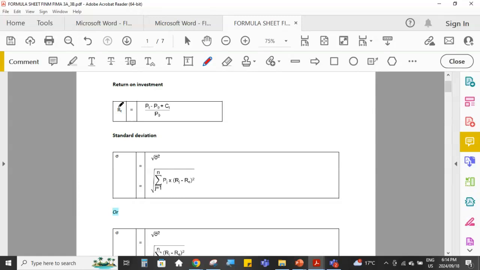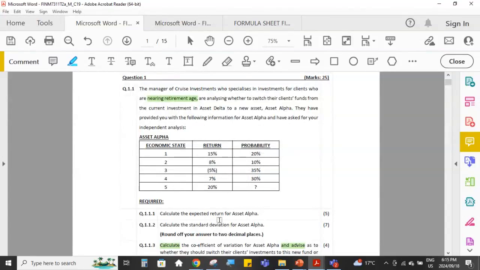And the reason I am mentioning this is because often in tests, because students are using the formula sheet, they go and use this formula when they are asked to calculate expected return. So you need to find the expected return in your textbook, and if it's the exam, you need to have memorized that.